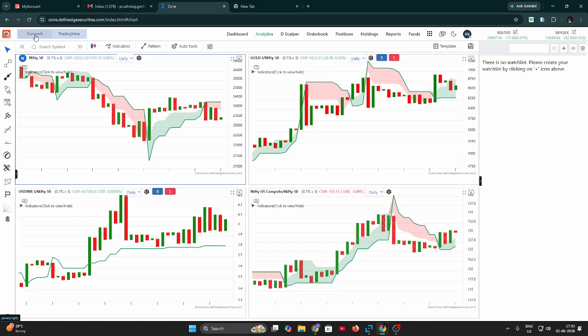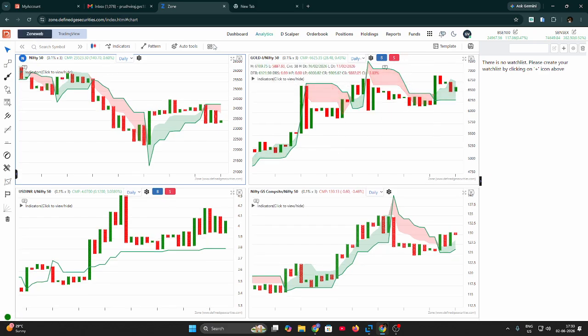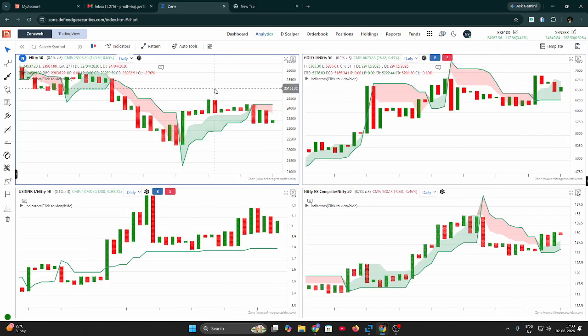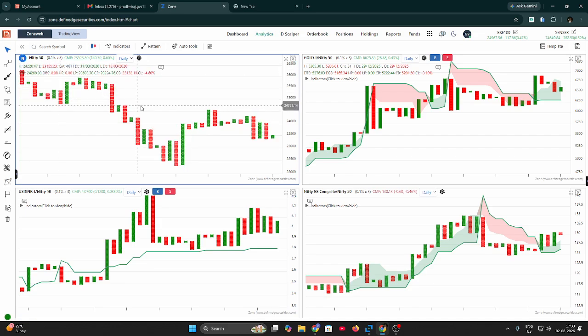Now let me go to the template. To create a template, again I am going step by step. Here you can select four charts, the way I have selected, and you get it. So what is this? I will just remove everything. Let me remove the indicator. This is just one chart.